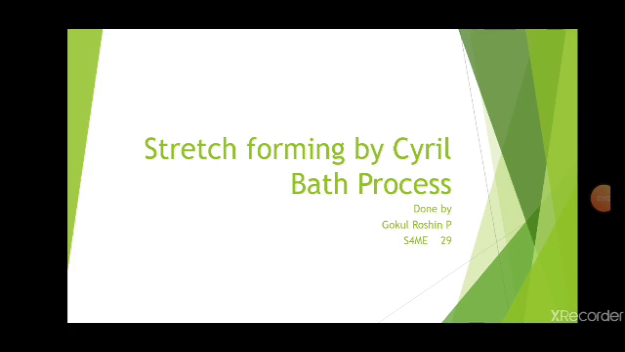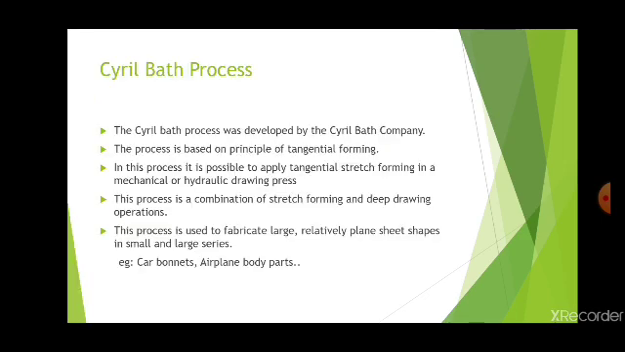Hello and good day viewers. I'm Gokul Roshan P, and today we are going to discuss stretch forming by Cyril Bath process. Now going into detail, the Cyril Bath process was developed by the Cyril Bath company. The process is based on the principle of tangential forming.